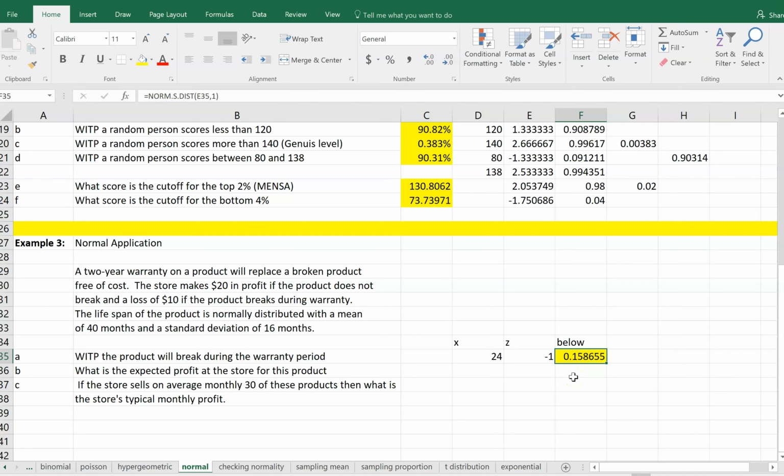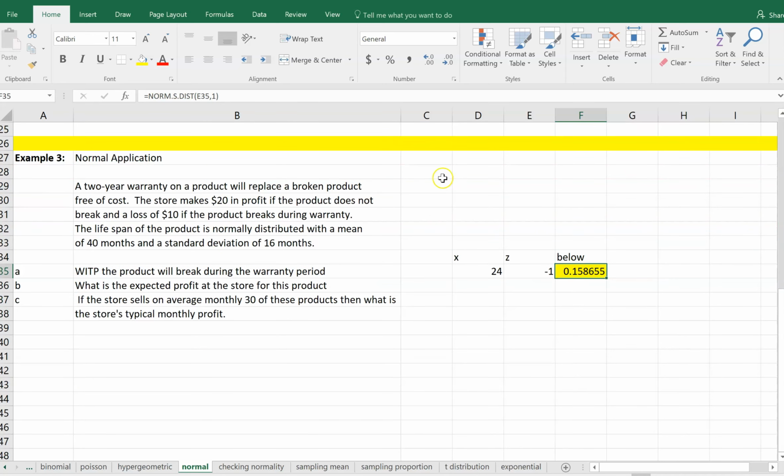Alrighty. So how can that help me figure out what is expected profit of the store? Pause and give you guys a chance to think about that. This is part A. Part B. What I would do is I would do an outcome and probability table for that outcome. There are really only two outcomes. Either it doesn't break, and that means you make $20 of profit, or it does break during a warranty period and you lose $10 on the product.